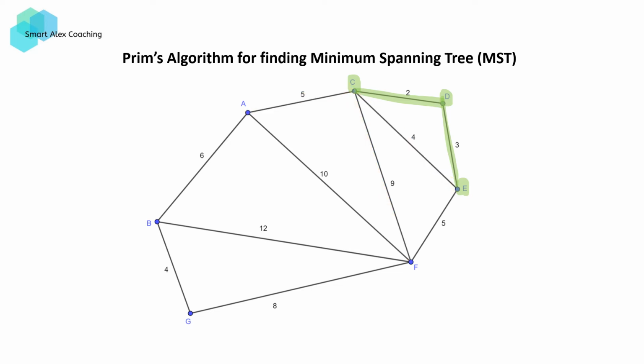Okay, we repeat the process again. From vertices C, D, and E, it connects to CA, CF, and EF. Note that we don't have to consider edge CE since both vertices C and E have already been included into our tree. Comparing the weights 5, 9, and 5, 5 is the minimum, but it occurs in both edges. So it doesn't matter which edge you choose. I'm going to choose edge AC.